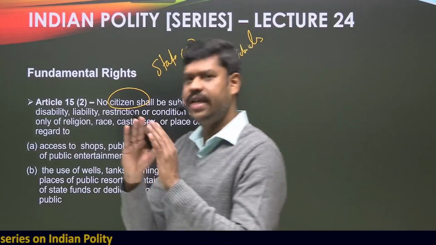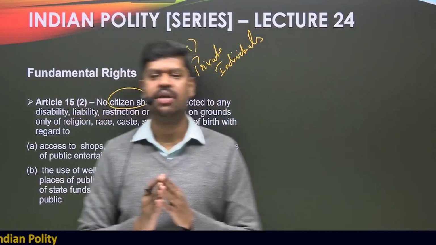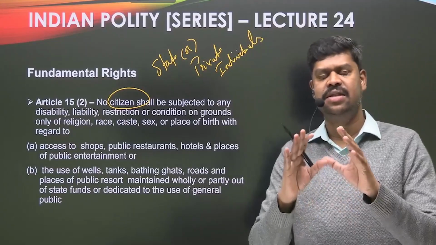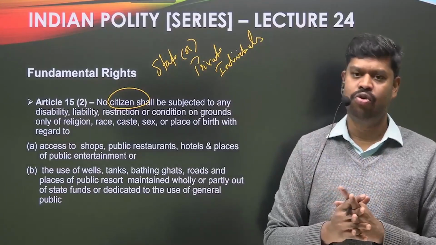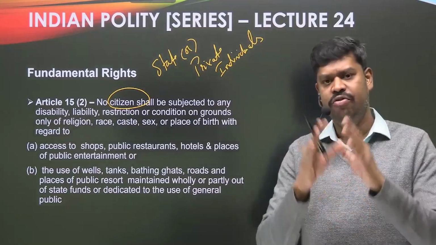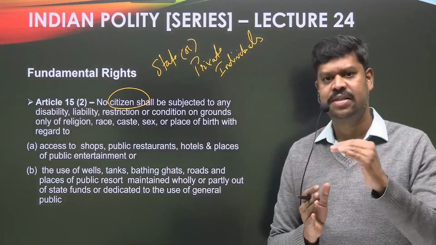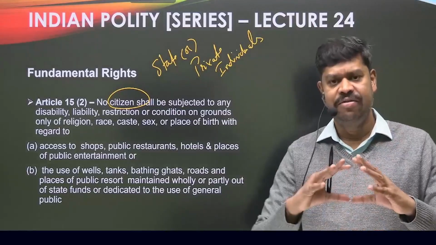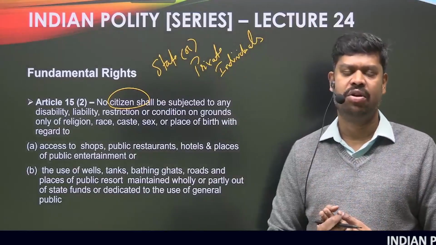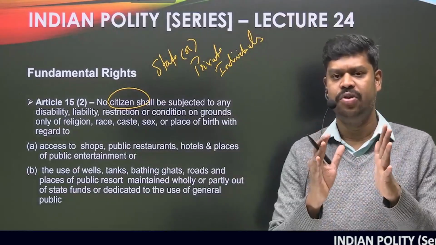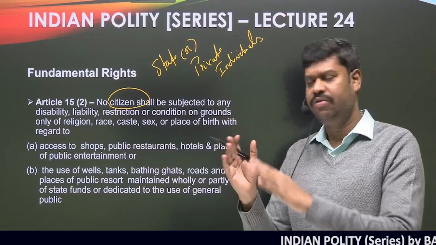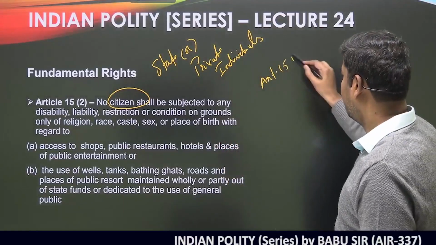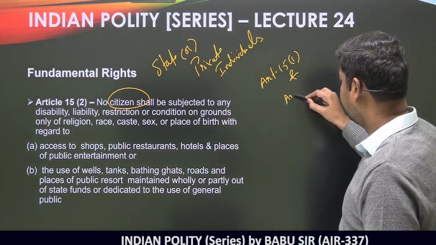But in essence, both these articles are based on the principle of no discrimination. When I talk of no discrimination, in essence they are based on the principle of equality before law. That means everybody shall be treated equally in the eye of the law. So that's basically the idea. So Article 15 Clause 1 and Article 15 Clause 2 are based on the principle of what? I am repeating it again.